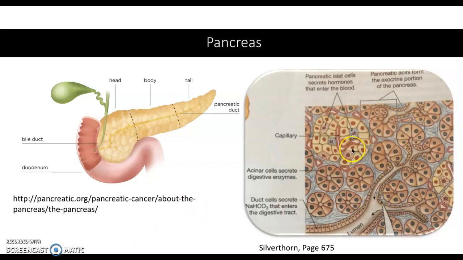The yellow cells are the islet cells, which act as the endocrine part, and the hormone secreted, specifically insulin, which we will talk about later, is released into the bloodstream, and you can see the capillary in the image. The exocrine role comes from the acini, which look like the lobules here.